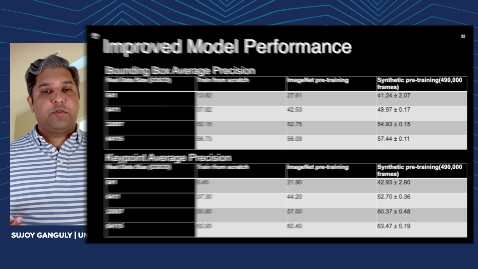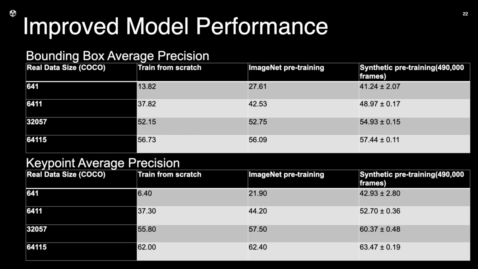So here you can see the results for both bounding box and key point precision. Training from scratch means we trained only on COCO data. ImageNet pre-training means we used the pre-trained ImageNet backbone, then fine-tuned on COCO data. And synthetic pre-training means that we trained on 490,000 synthetic images and then fine-tuned on COCO data.